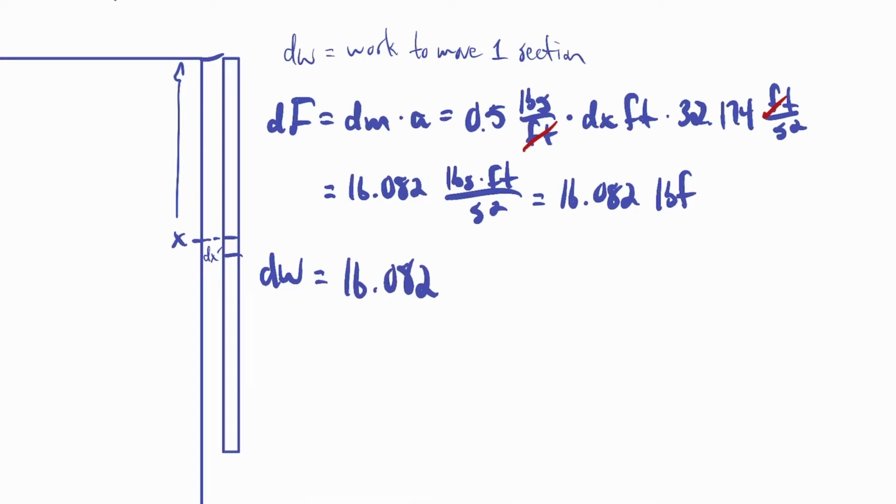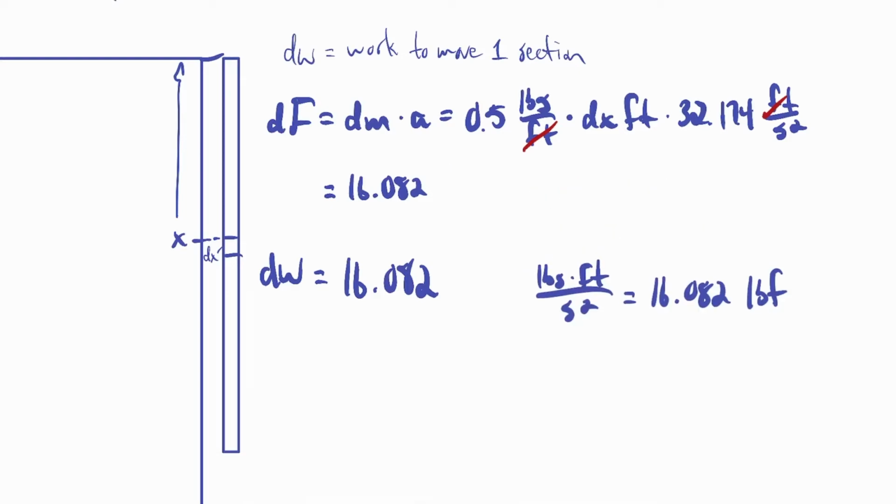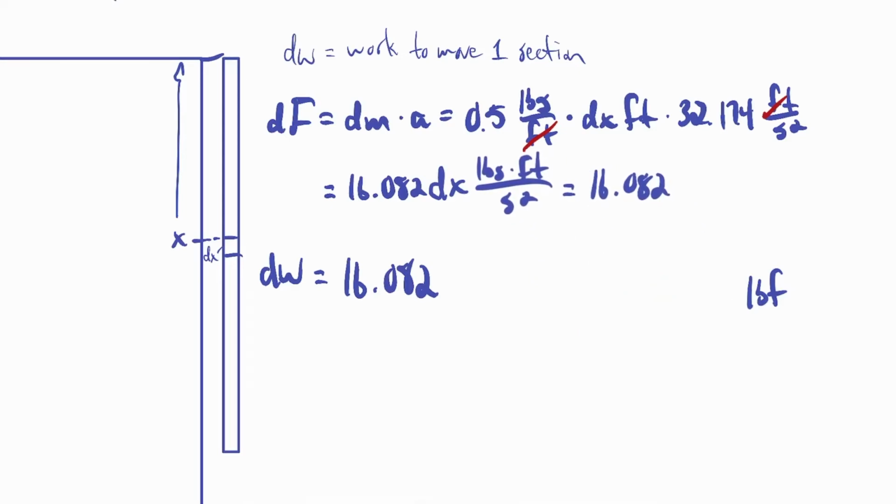16.082. Oh, I forgot the dx. Yeah, dx. Okay. That's relatively easy to fix. Okay, dx is kind of important here. So 16.082 dx pounds force times, well, what's the distance?